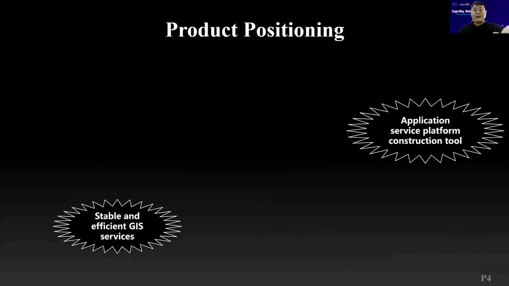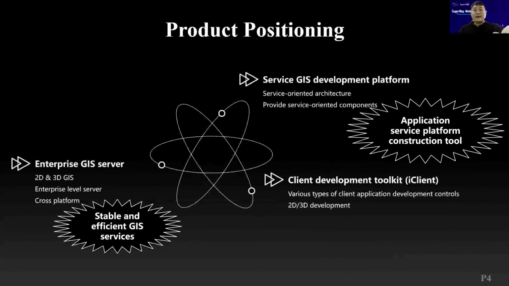And this slide is showing the product positioning. SuperMap iServer mainly has three roles. The first one, it is an enterprise GIS server, which can provide us the capability of 2D and 3D GIS service, the enterprise level server, and it is cross-platform. That means iServer has the Windows version and the Linux version.